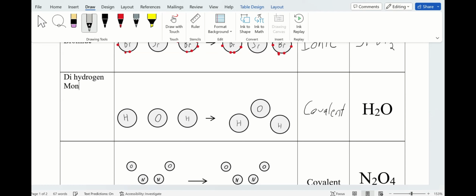There we go, a little bit easier. Sorry, getting used to the pen still.